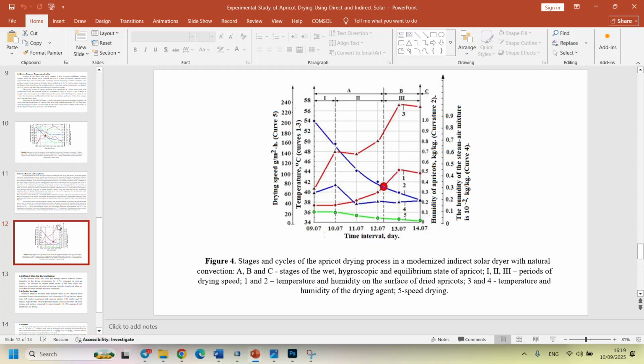In figure 4, the stage cycle of the apricot drying process in a modernized indirect solar dryer with natural convection is provided. A, B, and C are the wet, hygroscopic and equilibrium stages of the apricot, as I have mentioned. 1 to 3 are the periods of the drying speed. 1 and 2 are the temperature and humidity of the surface of the drying apricot. 3 and 4 are the temperature and humidity of the drying agent. 5 is the speed of the drying.